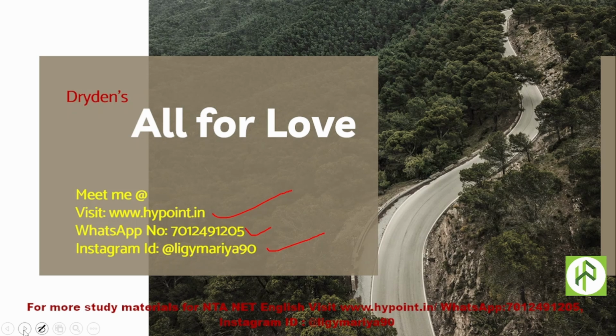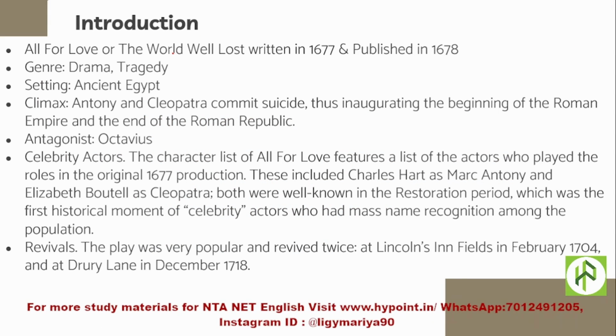Now moving on to Dryden's All for Love. All for Love has another title. What is that? The World Well Lost, and it was written in 1677 and published in 1678. Do remember this, because sometimes questions are asked to arrange the works in chronological order. For that, this information about the publication year will help you. Also do remember the alternative title for this particular drama, All for Love. What is that? The World Well Lost.